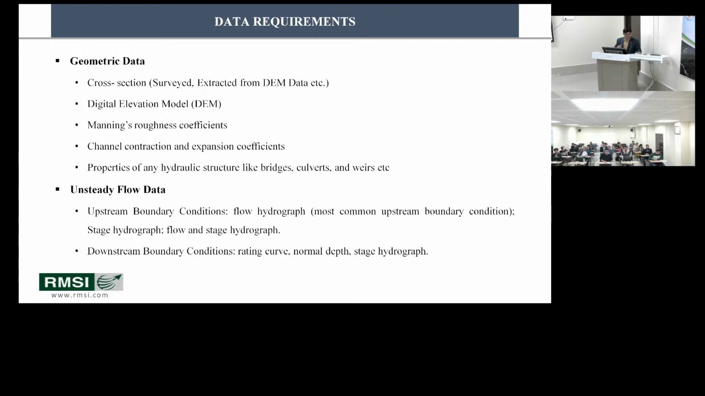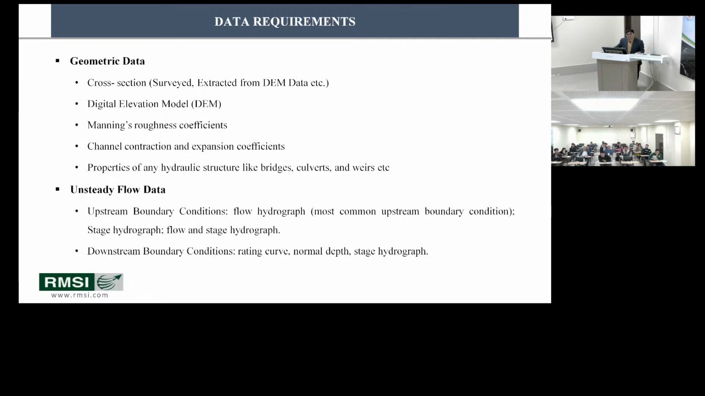You are already aware of what this DEM is. It is a surface providing you the elevation on a pixel basis. Then Manning roughness. This is the important parameter HEC-RAS considers. This data comes from land use, what type of land use is there.